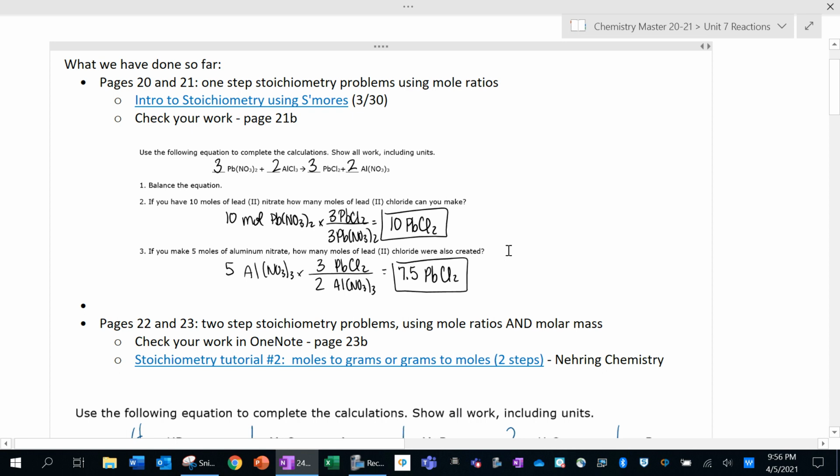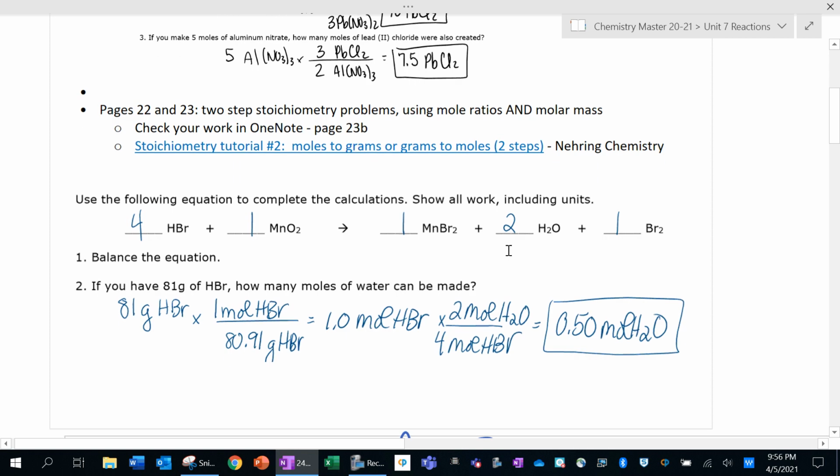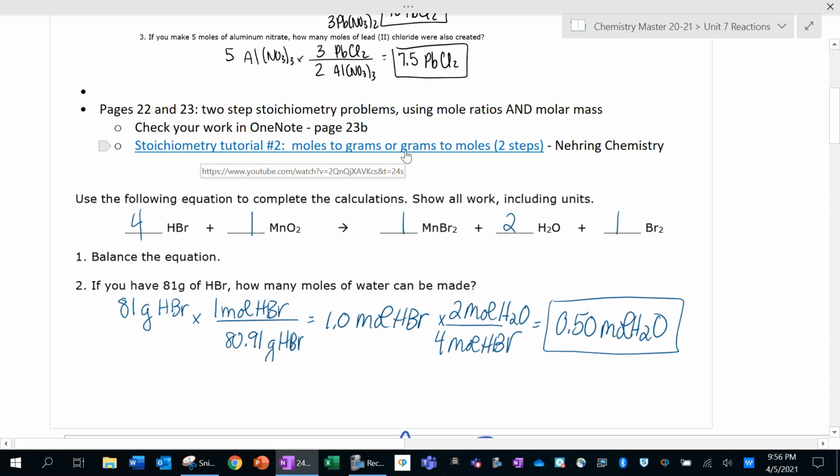And then we did some two-step problems. We did those on pages 22 and 23. With these two-step problems, for example, maybe we had a certain mass of reactant and we want to figure out how many moles of water could be made. So we're adding an extra step here. First, we have to convert grams into moles, and then we use our mole ratio to find the moles of product. There's a video link right here you can watch to review this type of problem solving.